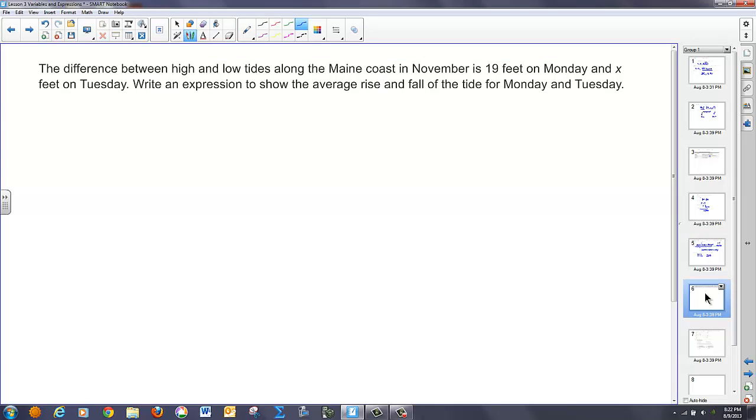Next, you got to read this problem carefully to understand what they're asking for. The difference between the high and low tides on the Maine coast in November is 19 feet on Monday, and it's X feet on Tuesday. And they want you to write an expression that shows the average rise and fall. Well, rise and fall means difference, first of all, right? So that's right here for Monday and Tuesday. Now, the word average, once again, means add up all your numbers and divide by the total number of numbers. But we're talking about 2 days of rise and fall.